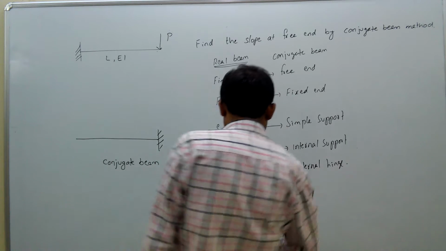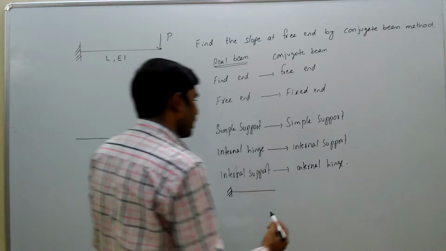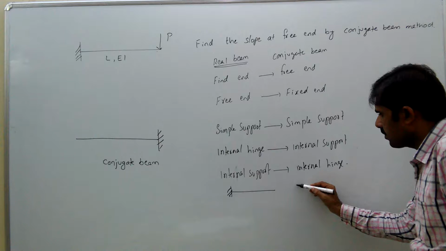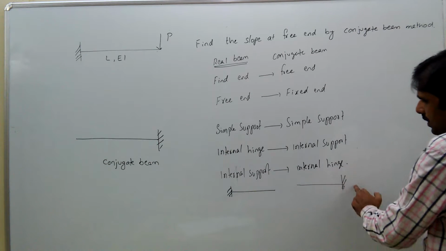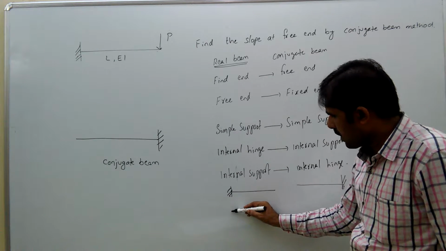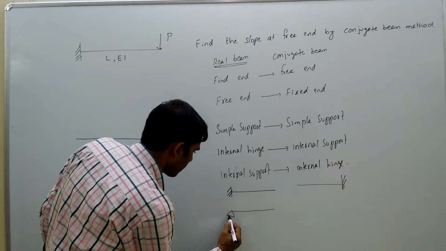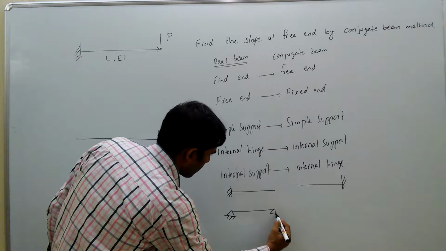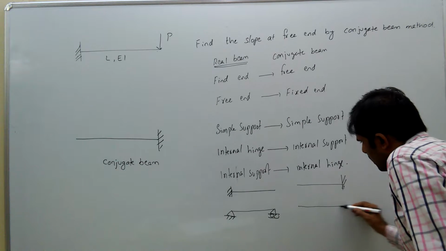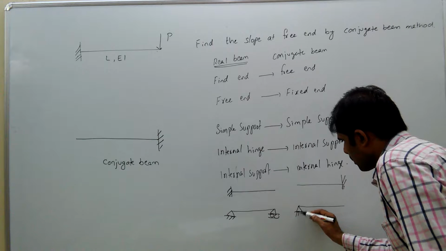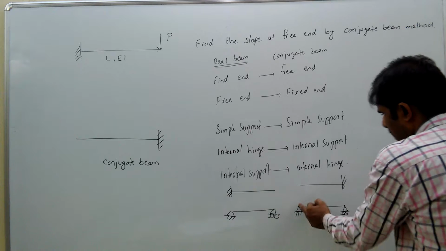Example, suppose this kind of beam, a cantilever, the conjugate beam will be like this. Fixed end becomes free end, free end becomes fixed end. Suppose a simply supported beam like this. It is a simply supported beam again. No change will be there. That means simple supports will be simple supports only.